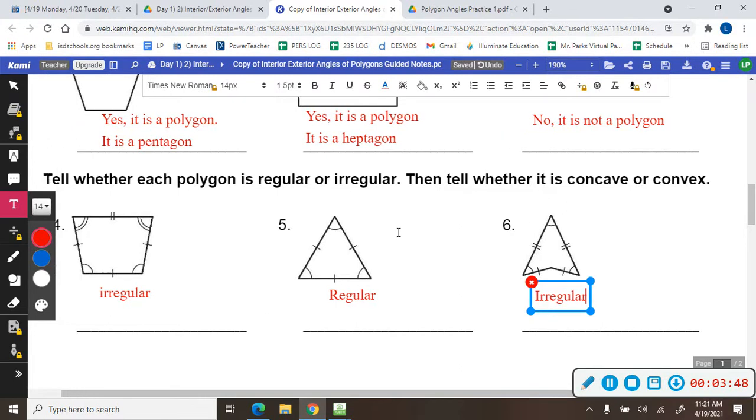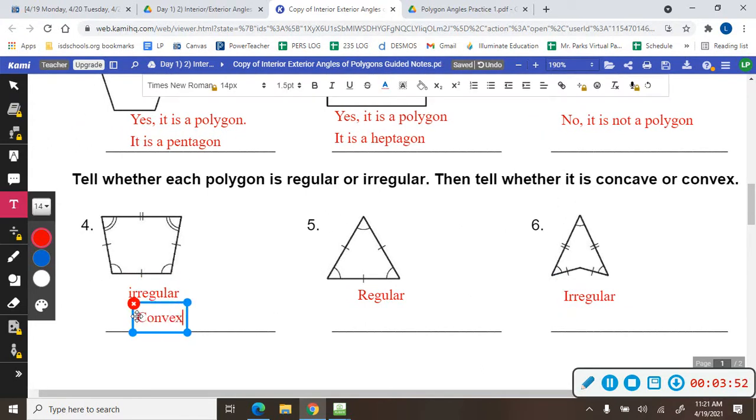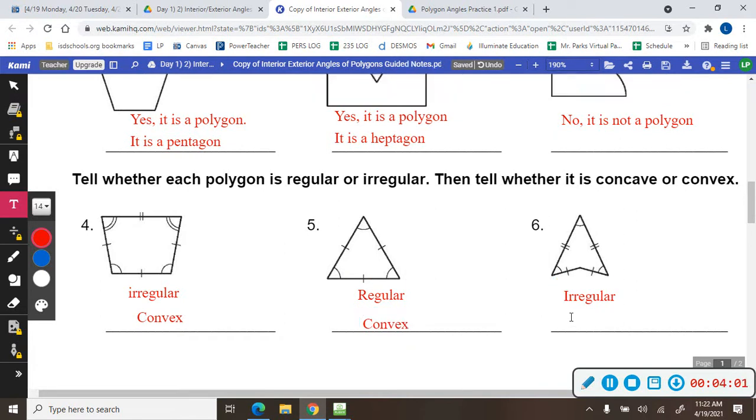Then tell whether it's concave or convex. This one would be convex. This one would be convex. And then because this goes in, I'd call that concave.